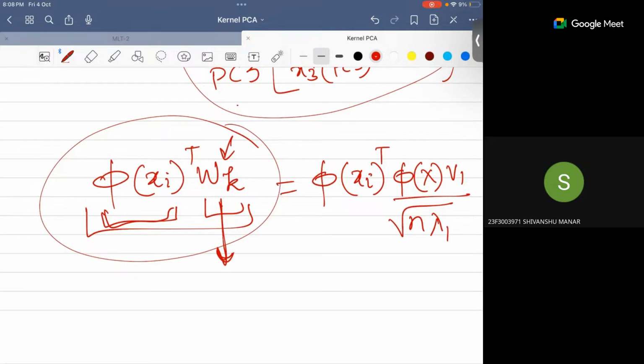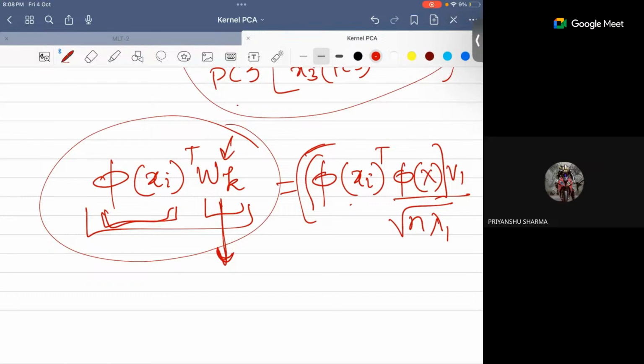Whole power. Yes, correct. This value can be calculated. Now, can we calculate this value or not? This is the dot product of each of the vectors, right? Correct.